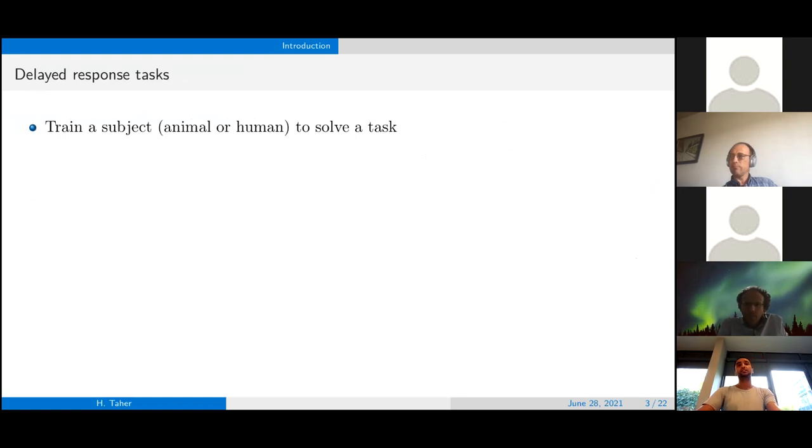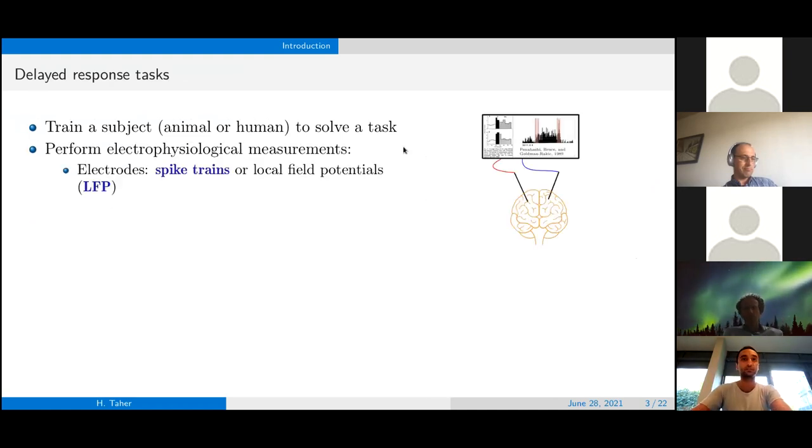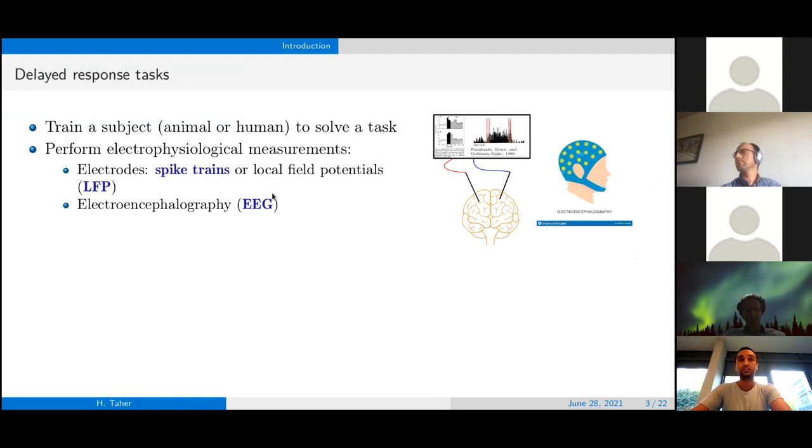So basically, they train a subject, it might be an animal or human, to solve a task. And during the solving of this task, they perform electrophysiological measurements. So for example, using electrodes to measure spike trains or local field potentials, LFP. Or with humans, for example, using electroencephalography, EEG, using this cap with the electrodes on the scalp.